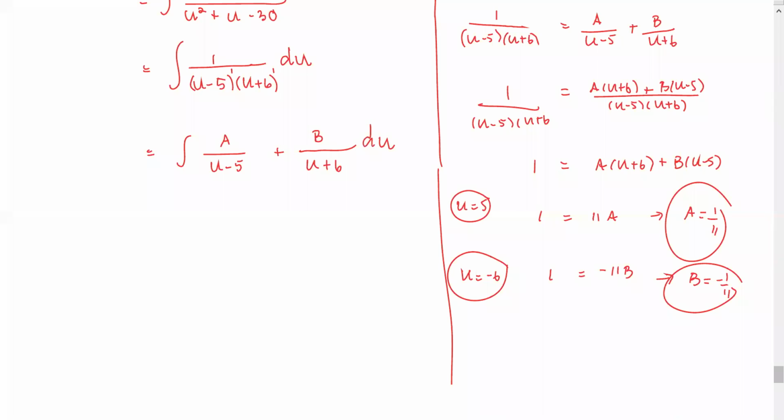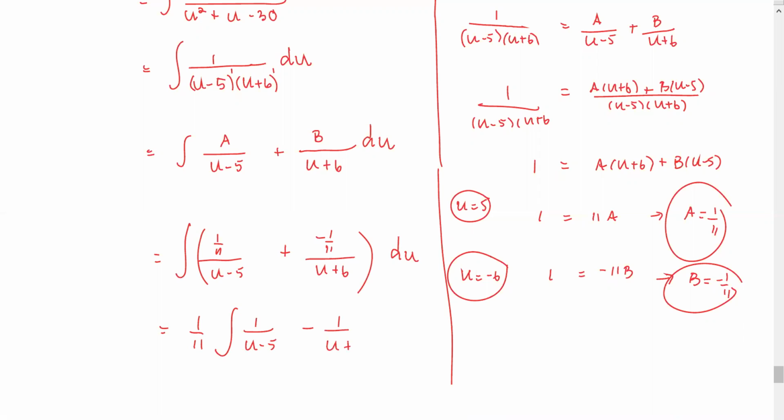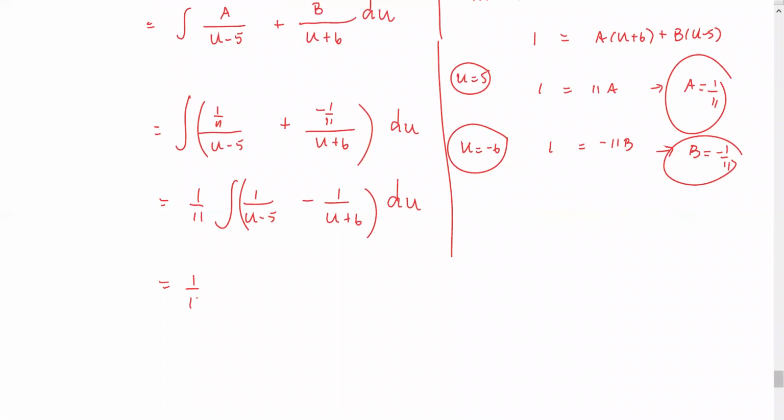Bring it back into the antiderivative form. So the integral, where A is 1 over 11 over u minus 5 plus negative 1 over 11 over u plus 6, with respect to u. Both of them have the common factor 1 over 11. Then we find the antiderivative of 1 over u minus 5 minus 1 over u plus 6 with respect to u. The antiderivative of 1 over u minus 5 is natural log absolute value of u minus 5. The second one is natural log absolute value of u plus 6 with a negative sign in front, and then plus C.